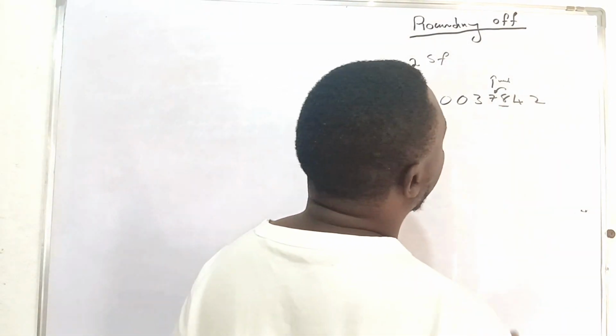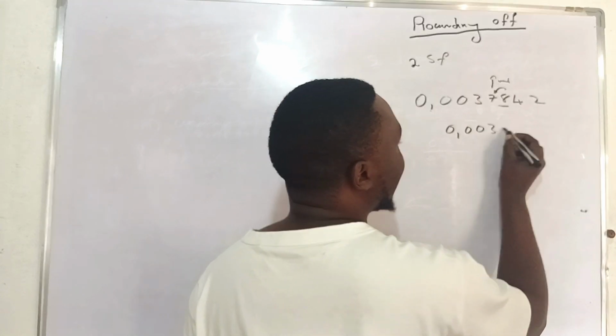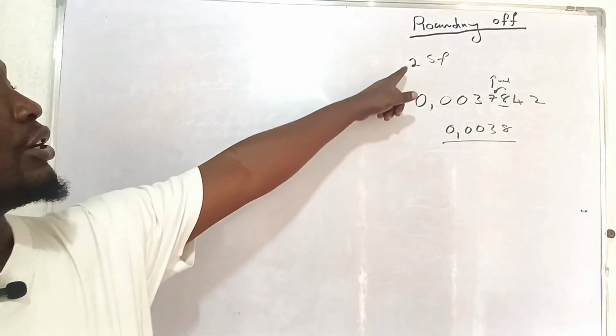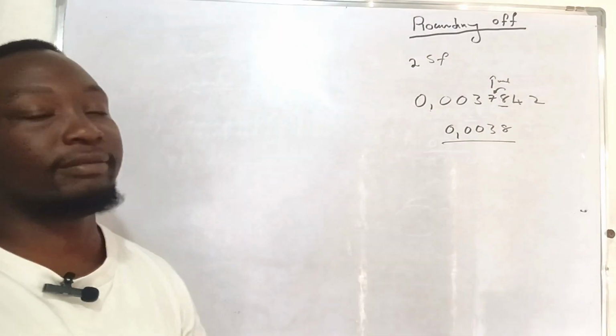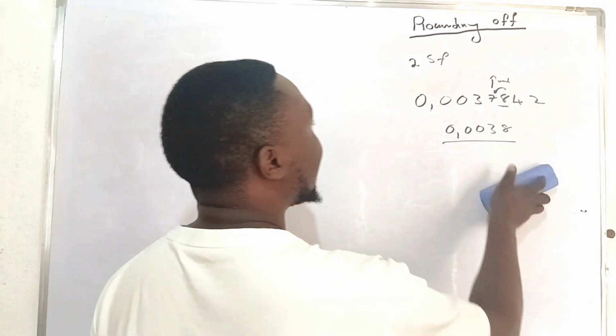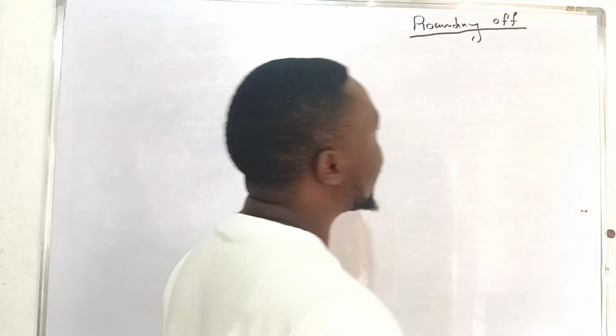8 is greater than 5, which means our answer is going to be 0.0038. That's how we round decimals to significant figures. So you have to be well acquainted with these methods of rounding off.